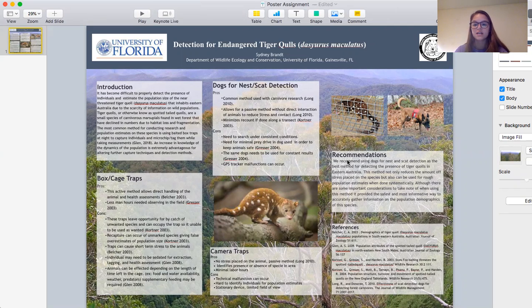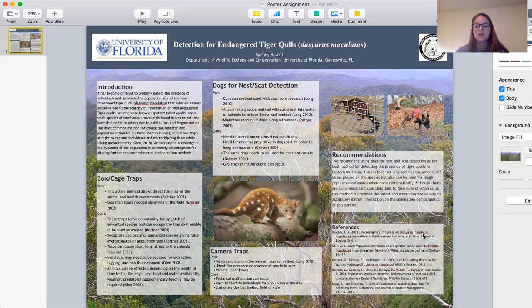So out of all these methods and after careful consideration, we have recommended that using dogs for nest and scat detection is probably the best method for detecting the presence and absence of tiger quolls in Eastern Australia. This method not only reduces the amount of stress placed on the species, but also can be used for rough population estimates for a specific area or for subpopulations if done correctly. This method in particular can help increase the knowledge of population dynamics and can help with conservation efforts moving forward.